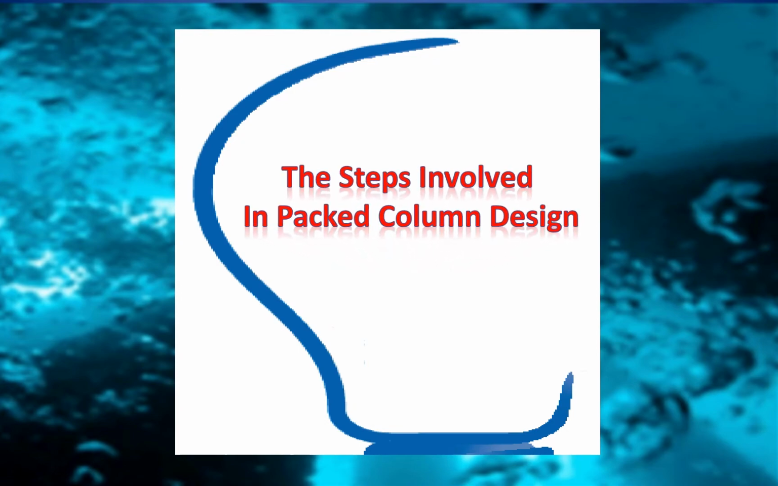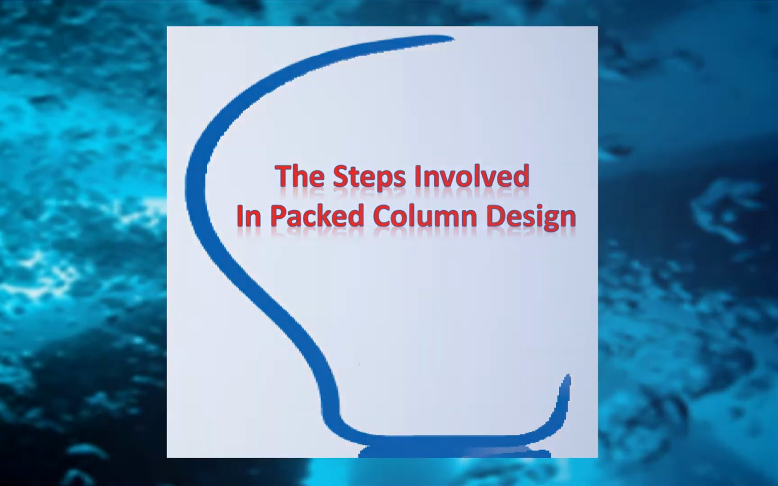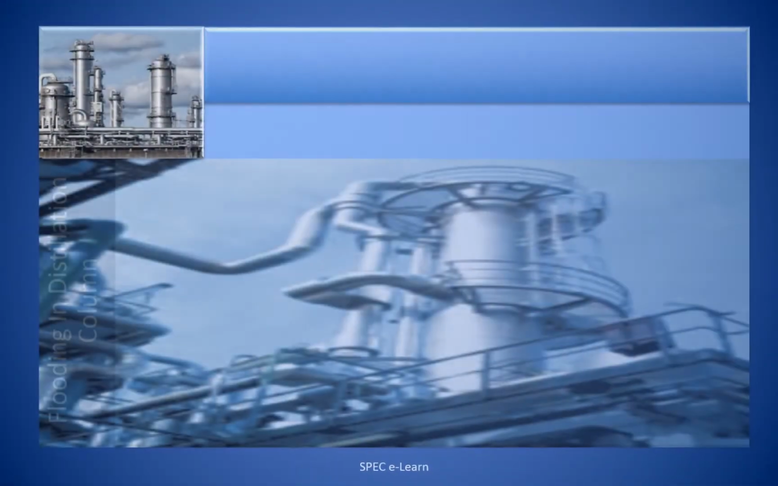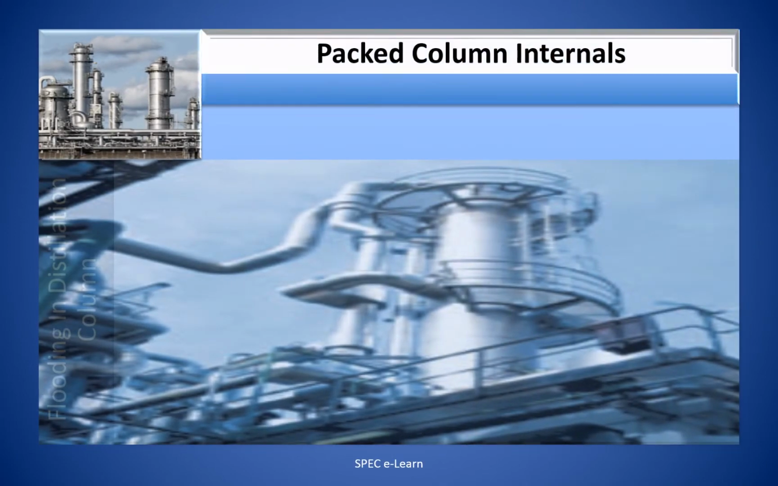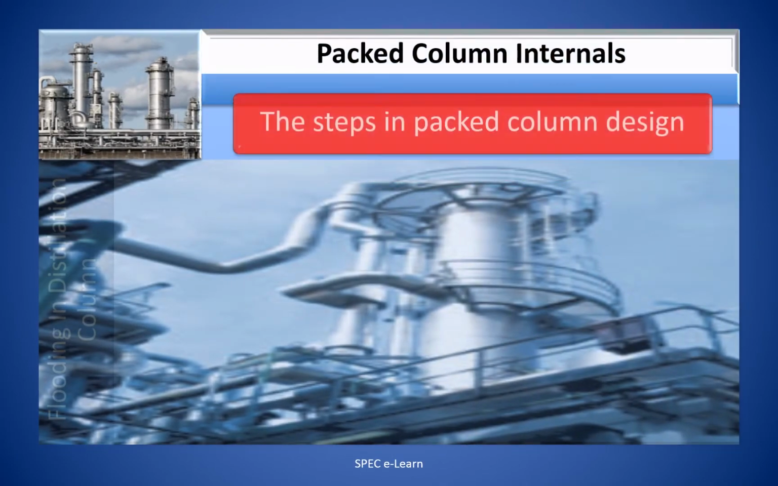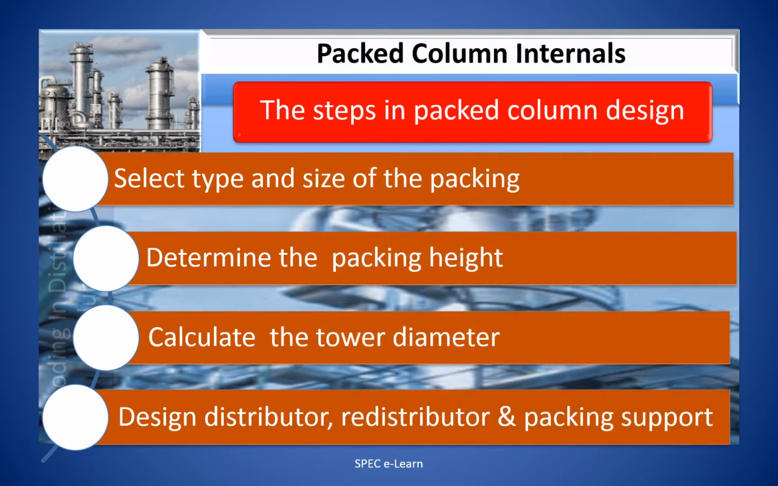The steps involved in packed column design. The design of packed column consists of four steps. 1. Select type and size of packing. 2. Determine the packing height. 3. Calculate the tower diameter. 4. Design the distributor, redistributor and packing support.